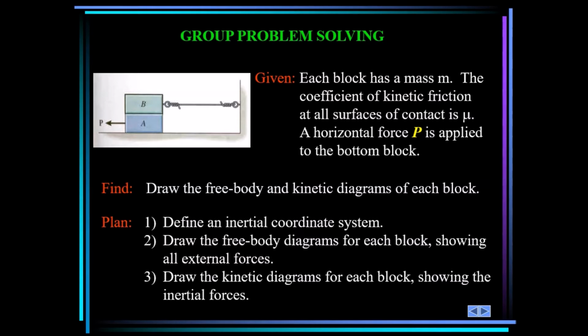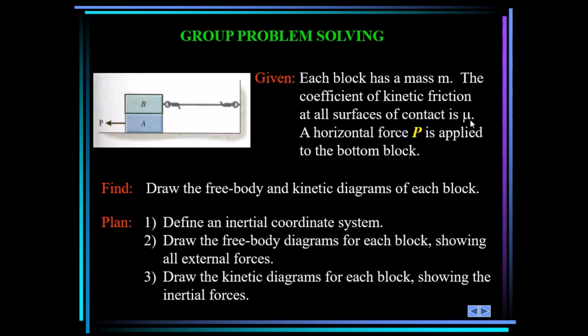Now in this problem here, we have two different masses. We have block A and block B here. So each block has a mass M. They do have an identical mass, the same mass as M. They have a coefficient of friction at all surfaces of contact given to us as mu. So now what that means is the coefficient of friction between A and the ground is mu, and the coefficient of friction between A and B is mu.